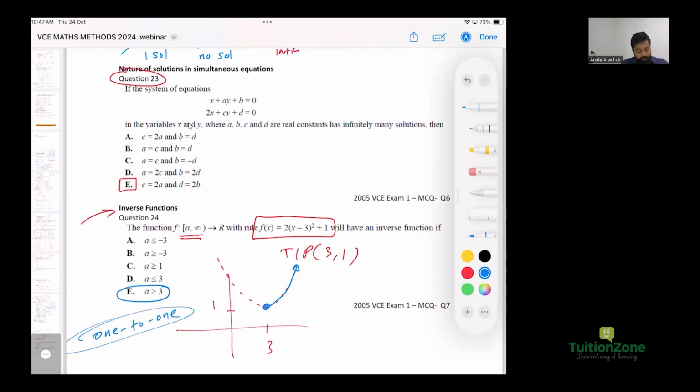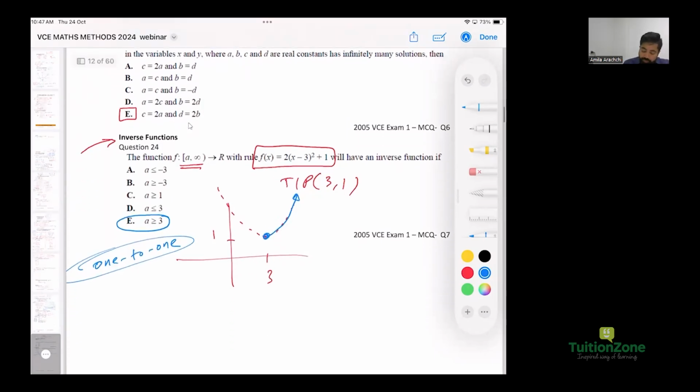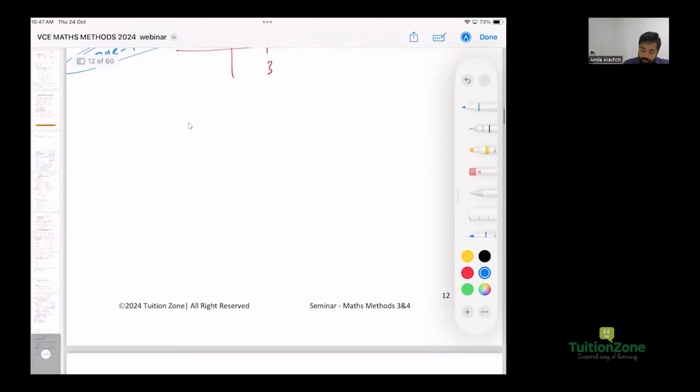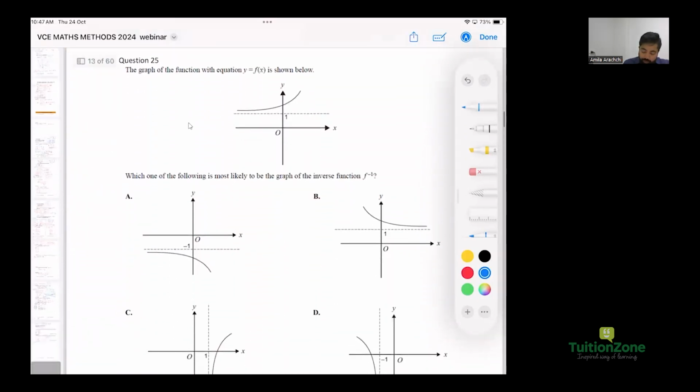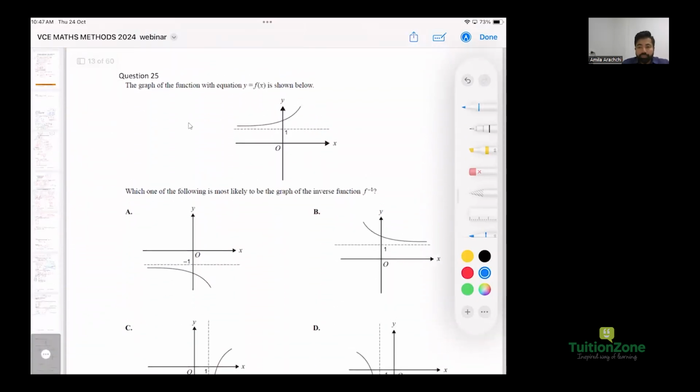Cool. All right, let's move on. Question 25. Given the original graph, we are asked to sketch the f inverse. So what's the method of drawing an inverse graph? How do you draw it? What's the method?